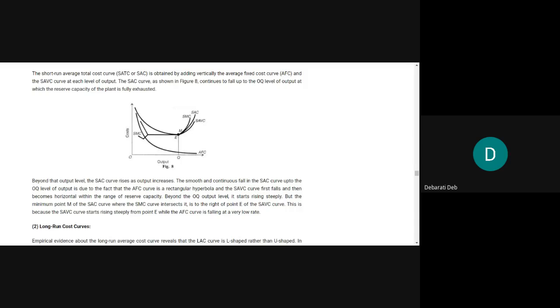Okay, very good. You have joined this E and M. No, this M will be a little bit towards the right hand side of E. You have joined this E and M, but this M will be a little bit towards the right hand side. Make it a minimum point of SAC and then name it as M. Rest is okay. Very good.